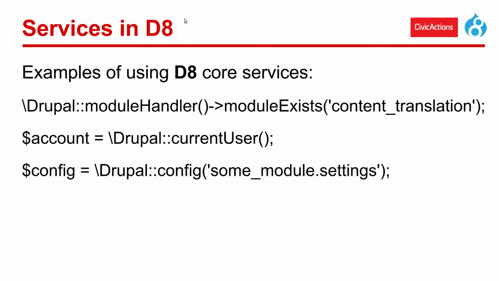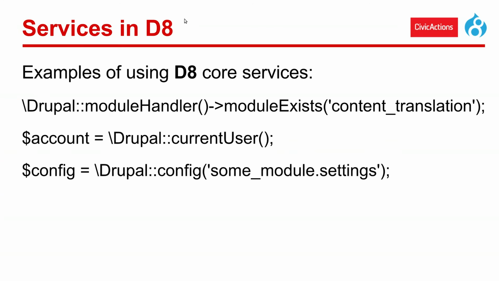You are grabbing the Drupal object, the module handler method, does module exist, and the module that you're looking for, content translation. This will return either true, I believe it will return true, yes, or false. So here's how you get the current user, again, off the Drupal object. And here's how you get a config setting from some module. You want to find out what translation module settings are, or devel settings, like whatever.